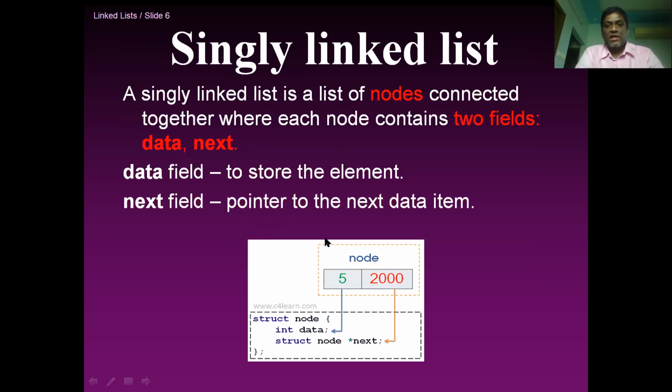Let us repeat it again. It contains a sequence of nodes where each node contains two fields. One is data field and next field. Okay. So if you see this data field followed by an address field, to create a single node, you will use a structure in C language. So struct node, int data, struct node star next.